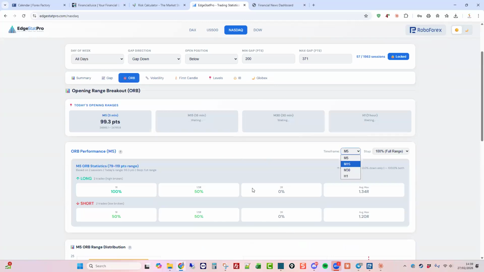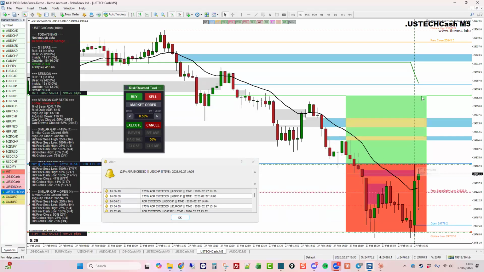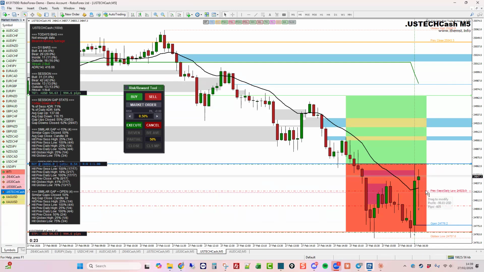The 15-minute data we haven't got in yet, but when that comes in, that will then filter these 15 sessions down further so that we've got actual statistics on the size of the 15-minute opening range. But at the moment, that long is the best opportunity that we've got. So, we'll see where we go.